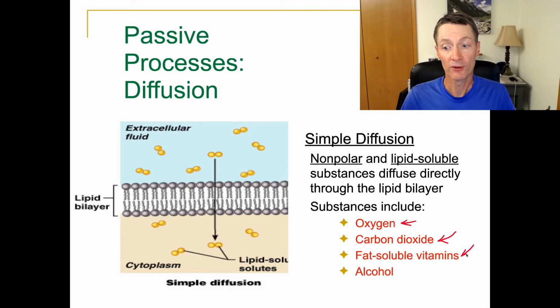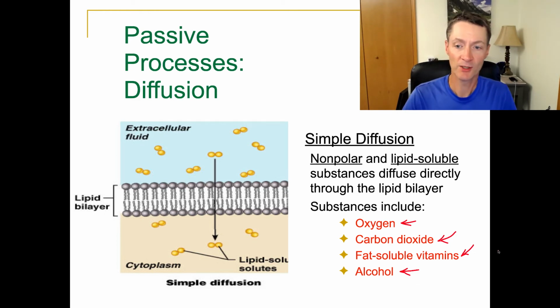Fat-soluble vitamins, like vitamin E, for example, are uncharged. They're small and they go right through. Alcohol has kind of a non-polar, lipid-soluble quality to it. It goes right through, and alcohol has potent effects on cells as a result.